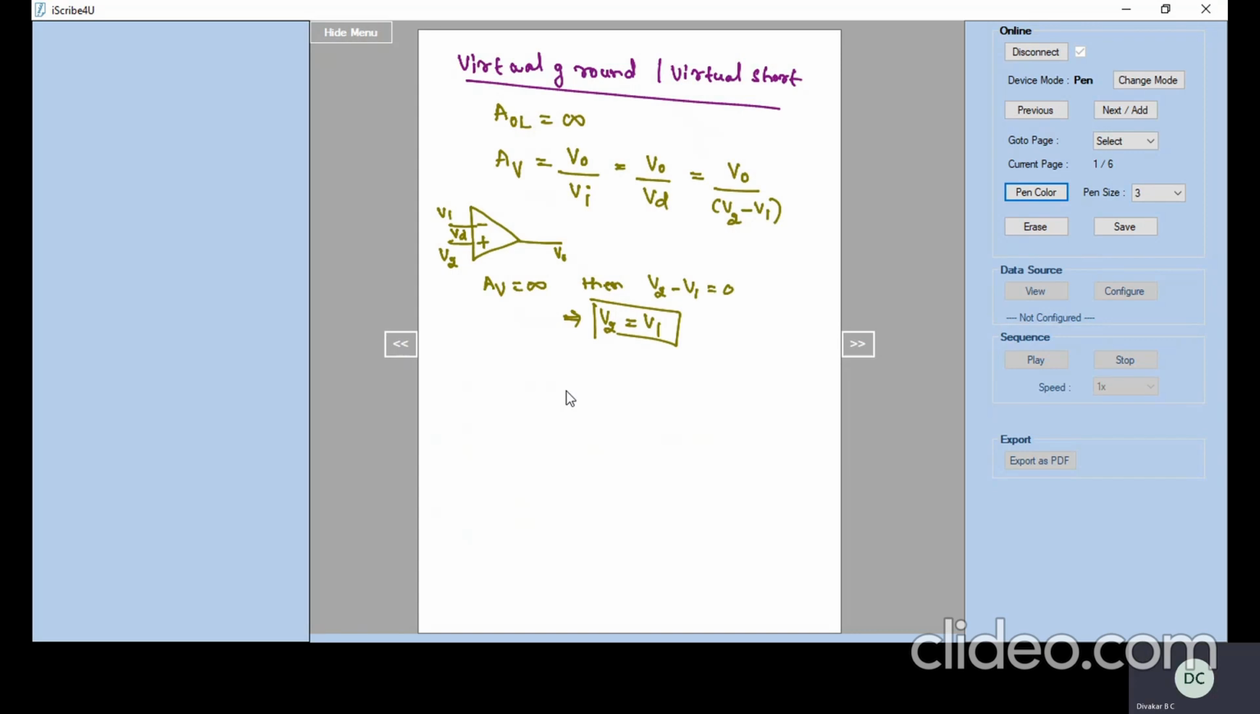And the zero input current. Ideally, the input impedance is very high. Since the op-amp has a very high input impedance, it does not allow any current to pass through it. So therefore, whatever current flows through the input, the same current flows through the feedback resistance.